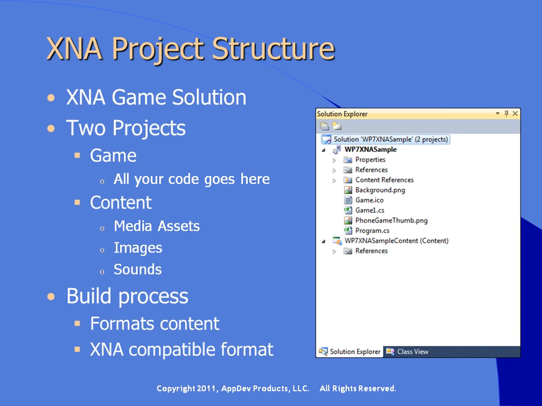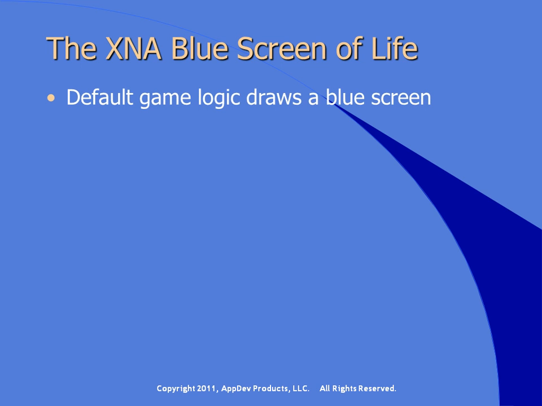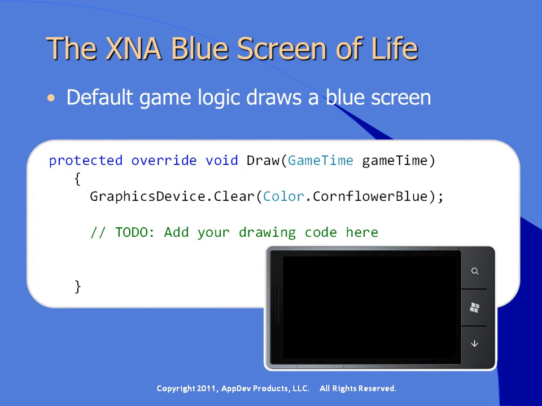Now, if you were to just make a brand new XNA game project and not do anything to it, when you try to run it, you'll end up with what's typically referred to as the XNA blue screen of life. And the reason that happens is that the default game logic that's implemented by the project template just draws a blue screen for you on the game's display. In the case of the phone, that would be on your phone screen. So it's inside that draw method that happens there. So when the draw method runs, at least initially, there wouldn't be anything on the display. But inside there's actually a statement that tells the graphics device to clear itself.